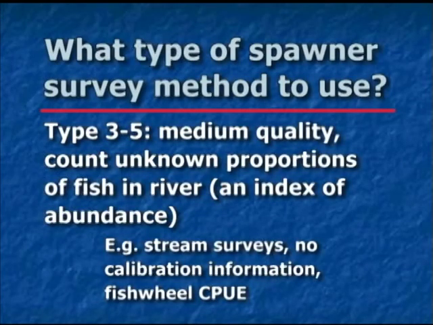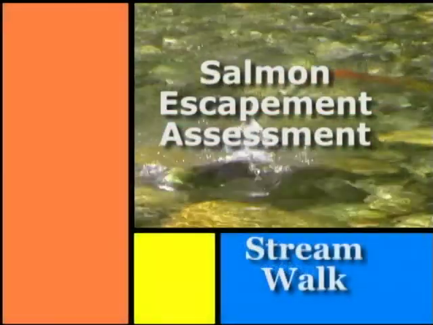Types 3 to 5 produce medium quality estimates, and that's where we count an unknown proportion of the fish in a river, and it typically produces an index of the abundance. Some of those examples are stream surveys where there's no calibration information, or fish wheel methods where we just have an estimate of how many fish are caught and how much fishing time was used to calculate the catch per unit effort.